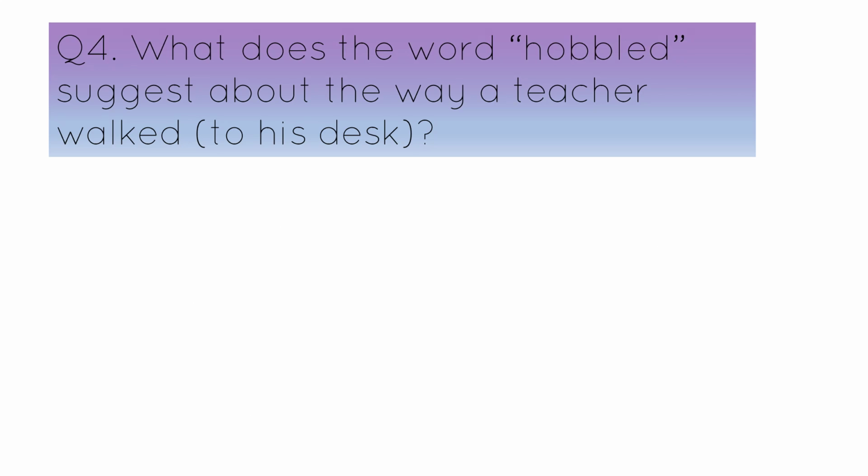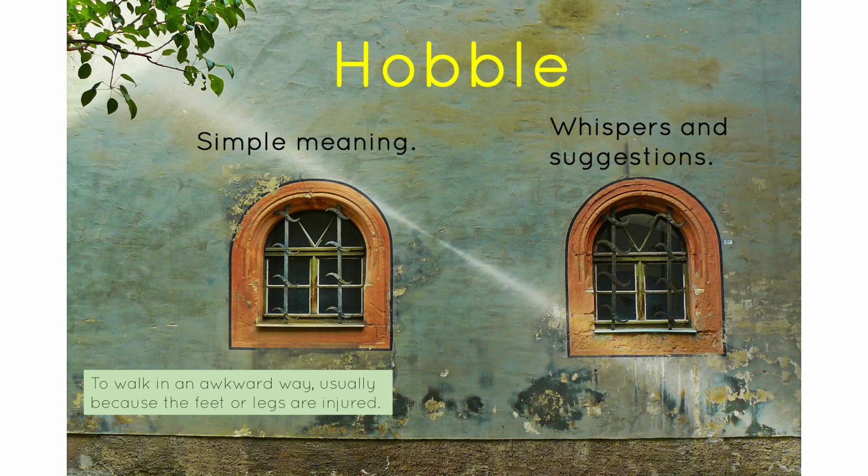Question 4. What does the word hobbled suggest about the way a teacher walked to his desk? Okay, hobbled is very different to trudged and very different to marched. What does hobbled mean? Again, feel free to pause if you want to have a think about it, look it up. Okay, so the simple meaning for hobbling is to walk in an awkward way, usually because the feet or the legs are injured. Now, this is quite different.